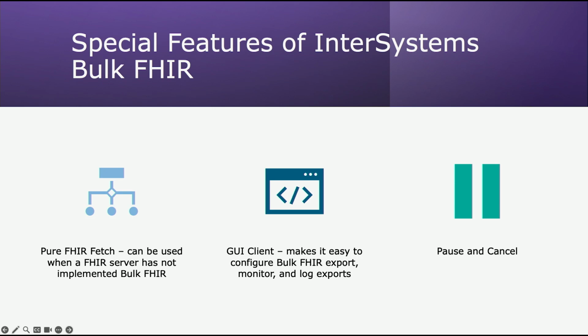So in our implementation of Bulk FHIR, we have some special features. First, we decided early on to implement what's called pure FHIR fetch, because at the time many FHIR implementations didn't have Bulk FHIR endpoints. This is going to become less of a problem in the future, but there always will be FHIR servers that will not implement Bulk FHIR. Pure FHIR fetch is a way around that. So we can get that data by issuing numerous FHIR requests of that FHIR server.